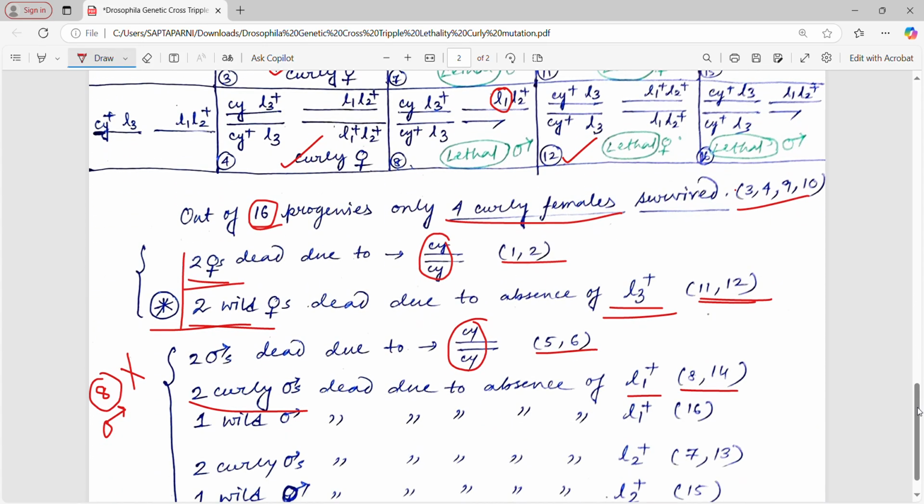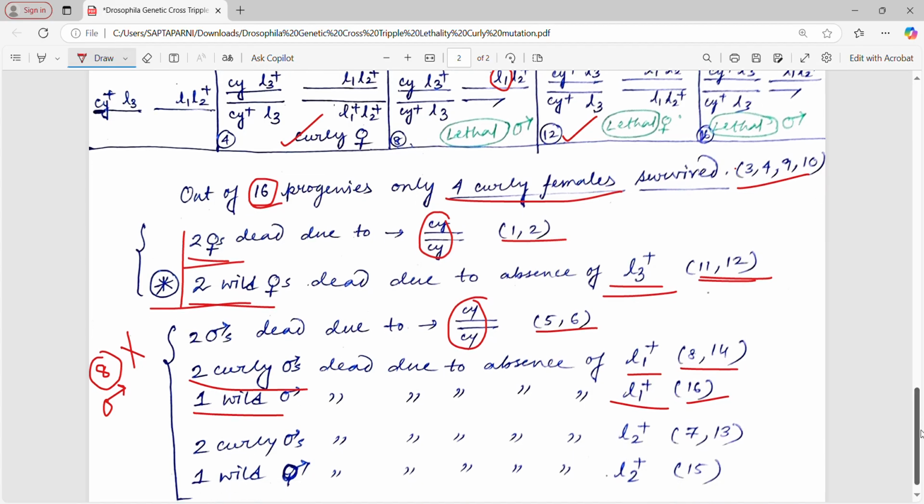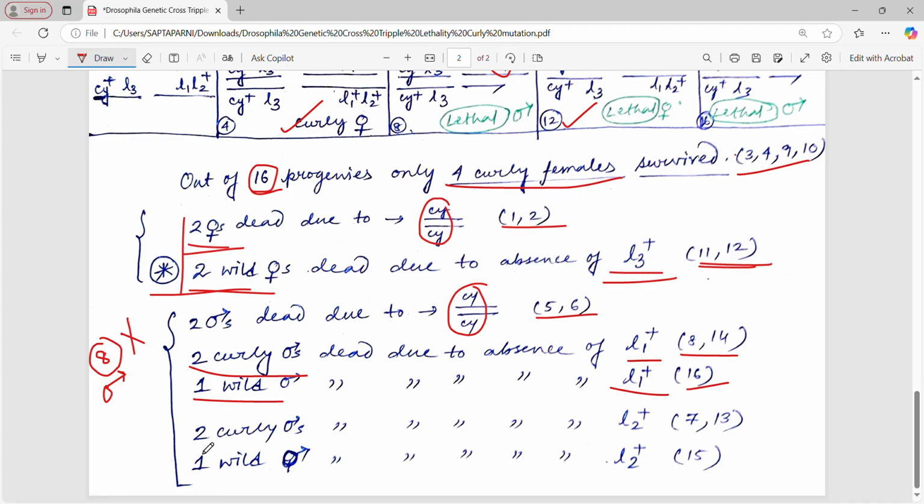Then one wild male is dead due to absence of the L1 plus allele in box 16. So this is box 16. Here you can see if it survived, it could be CYCY plus, that means a wild male, but it is dead due to absence of the L1 plus allele. Got it? And also for the absence of the L3 plus allele, you can say that. Here 2 curly males are dead due to absence of the L2 plus allele in box 7 and 13.